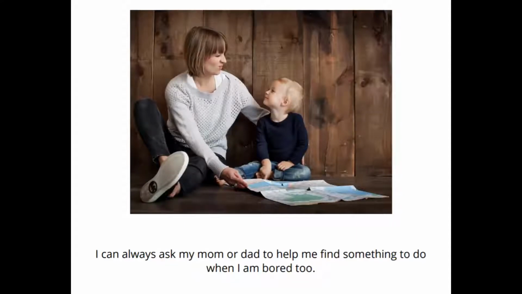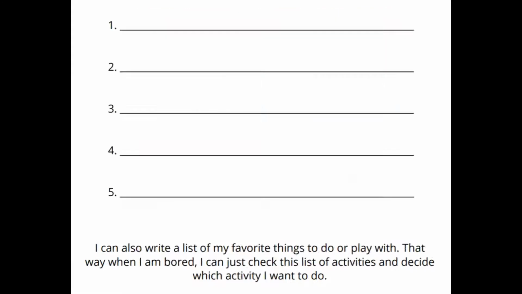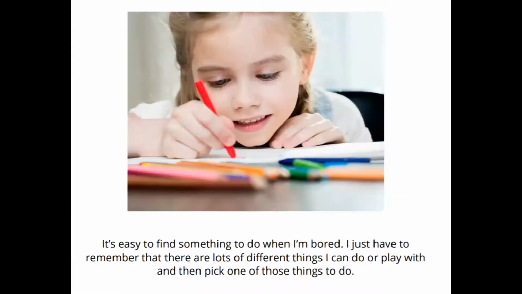I can always ask my mom or dad to help me find something to do when I am bored too. I can also write a list of my favorite things to do or play with. That way, when I am bored, I can just check the list of activities and decide which activity I want to do. It's easy to find something to do when I'm bored. I just have to remember that there are lots of different things I can do or play with, and then pick one of those things to do.